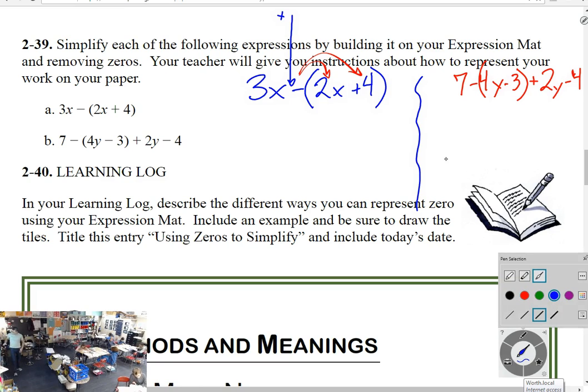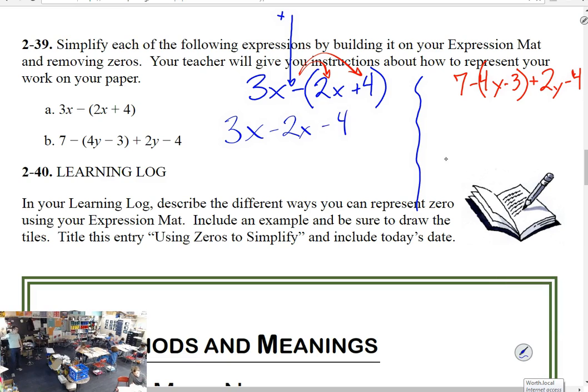Once I do the distribution, my 3x doesn't change at all. The opposite of 2x, the opposite of 2x. The opposite of 4, the opposite of 4. I could write these as plus negative 2x, plus negative 4. If I wanted to be very detailed, I could write it like that. We don't have to, but we could.